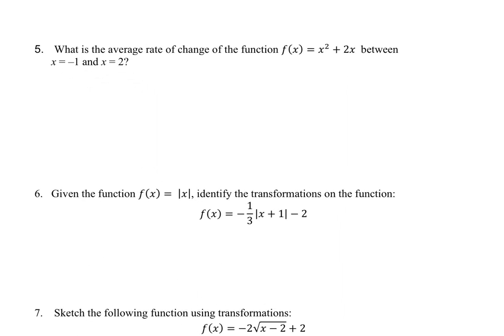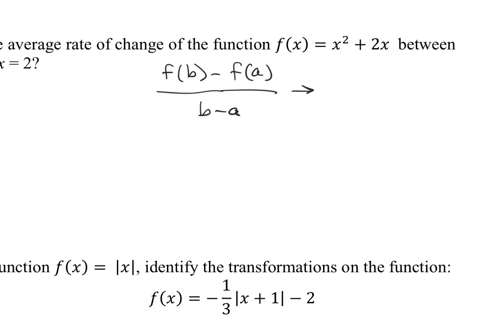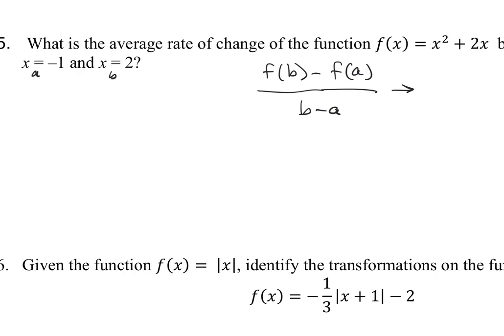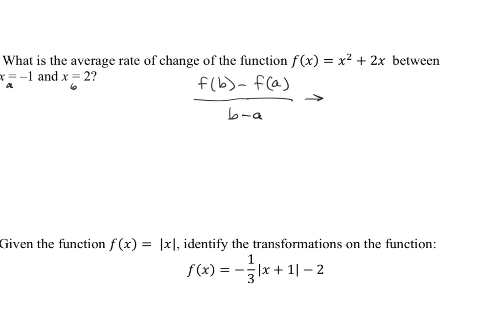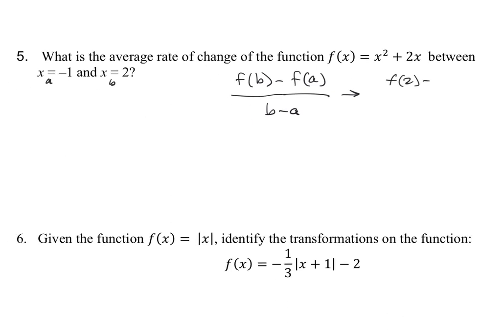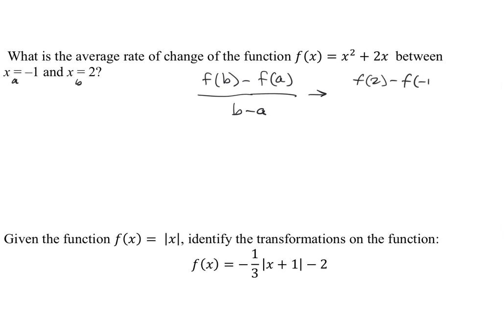Question 5, this is from section 2.4. Average rate of change. Remember, we talked about this phrase, average rate of change is simply slope. Slope is f of b minus f of a divided by b minus a. So what that'll translate into is, we can call this one a and call this one b. So this would be f of 2 minus f of negative 1 divided by 2 minus negative 1.